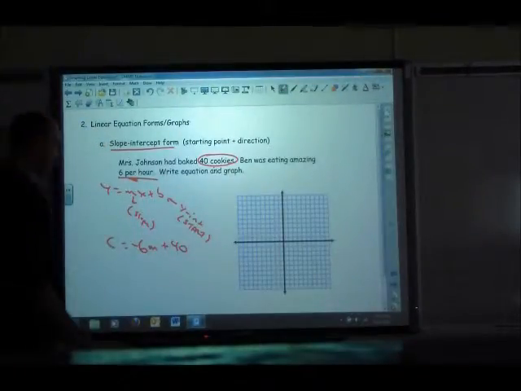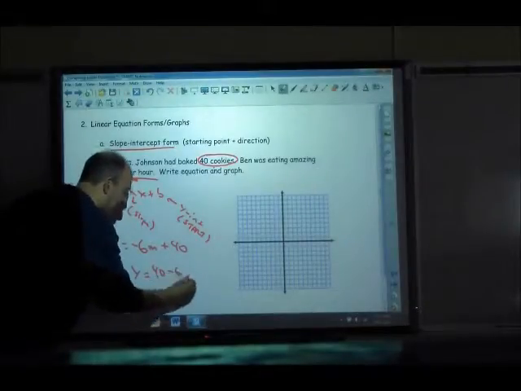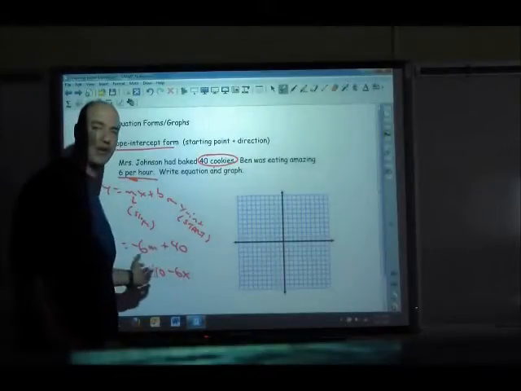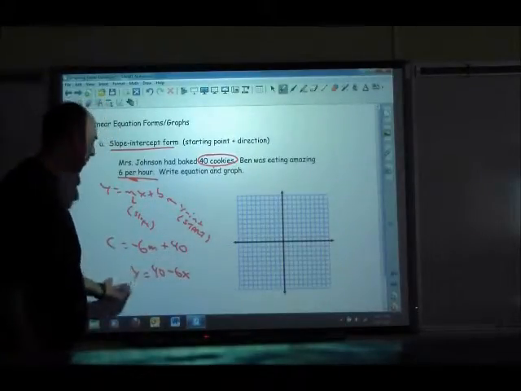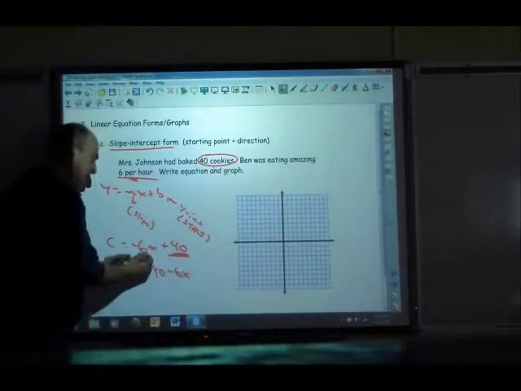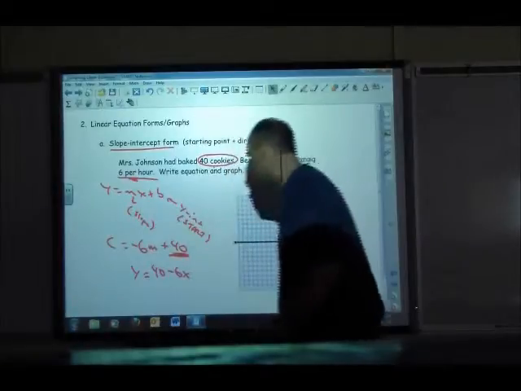Now, on an assessment, they might have y equals 40 minus 6x. It's the same exact thing. It's just I'm using variables that stand for what we're talking about in the problem rather than yellow jackets and xylophones. But we have to have a starting point, and the slope tells us where it's going. From that point, the graph becomes pretty simplistic.